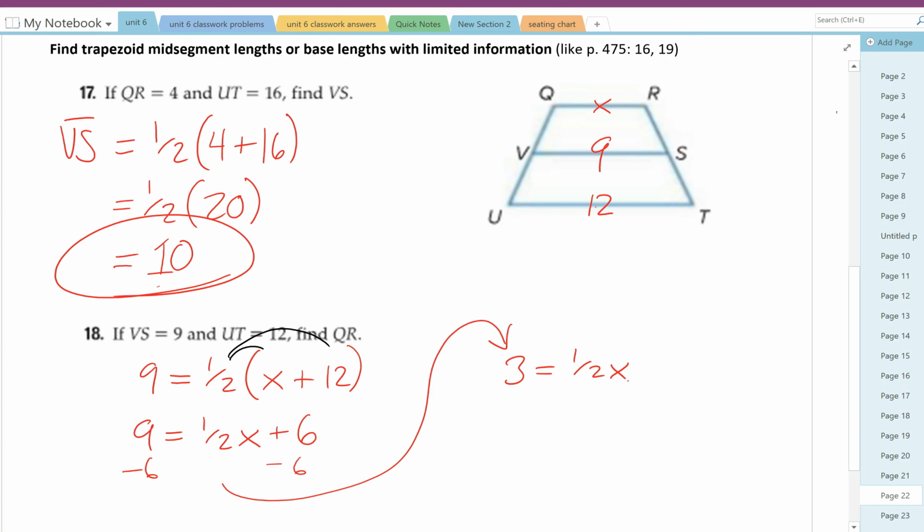All right, if I have half of X and I want to get to a full X, a full 1X, I have to multiply that side by 2. Anything I do on one side, I have to do on the other. So 2 times 3 is 6. 1/2 X times 2 is just X. So X, in other words, QR, is going to be 6 units long.